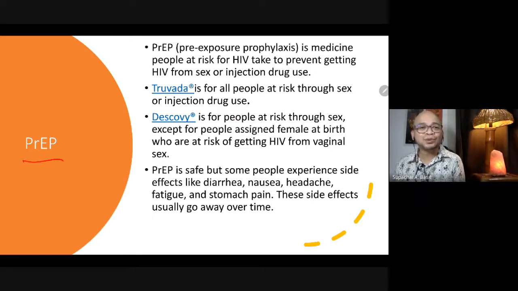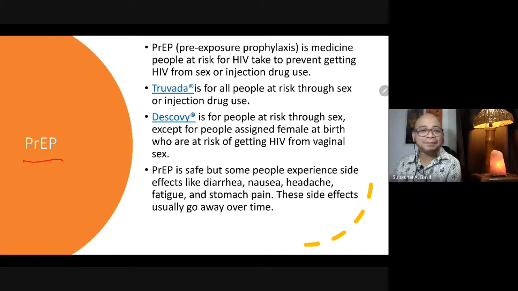So there are two commercially available. Truvada is for all people at risk through sex or injection drug use. And Descovy is for people at risk through sex, except for people assigned female at birth who are at risk of getting HIV from vaginal sex. Okay, assigned female. Ibig sabihin, totoong female or biological na female talaga siya.